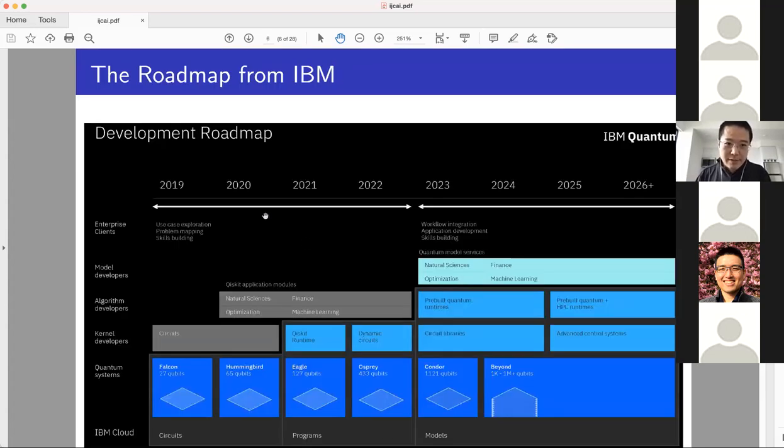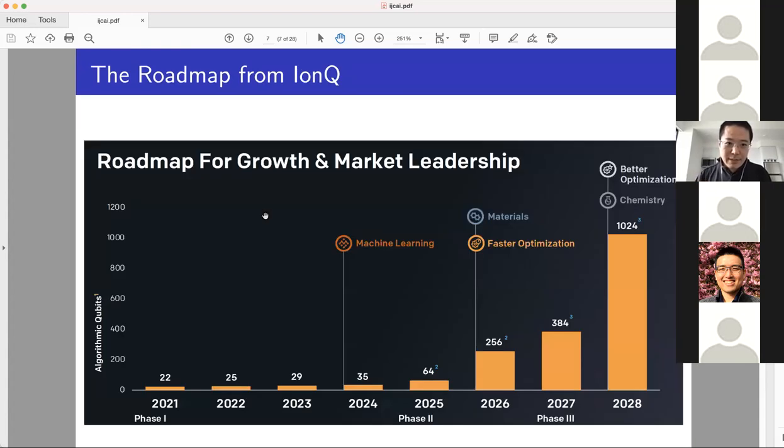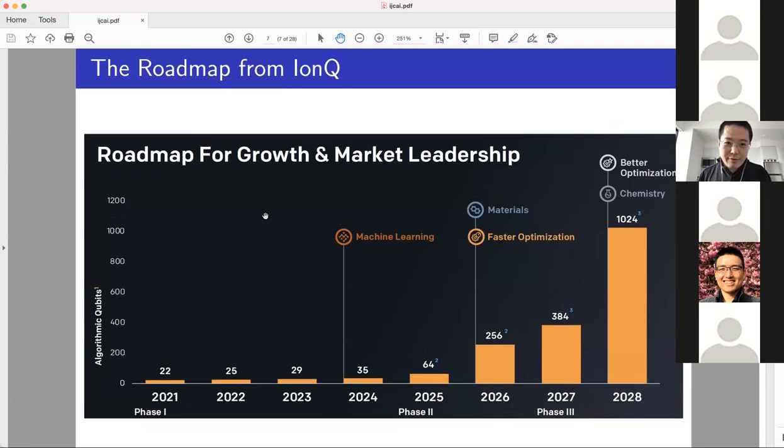IBM uses superconducting technology to develop their quantum computer. But IonQ, a very famous startup in the US, is based on trapped-ion technology. They have a different roadmap for the growth of market leadership in quantum computers.